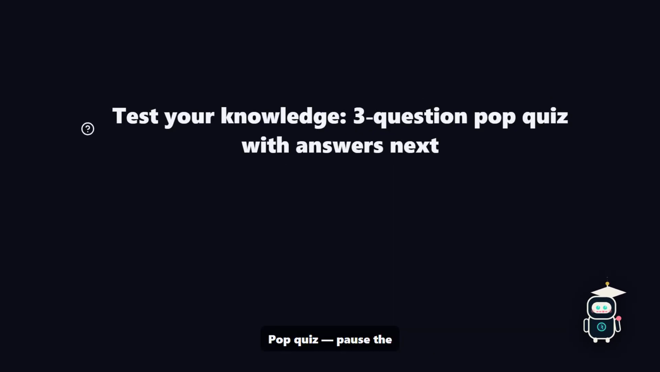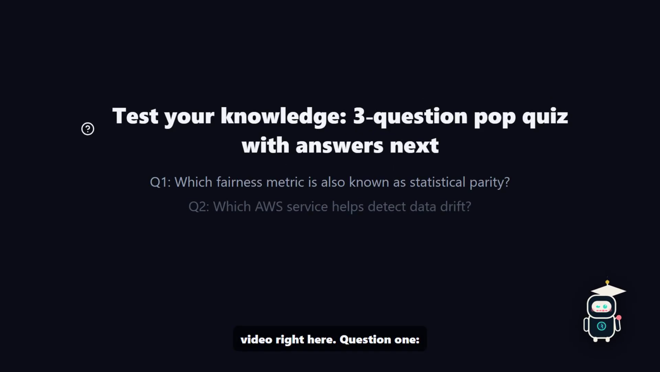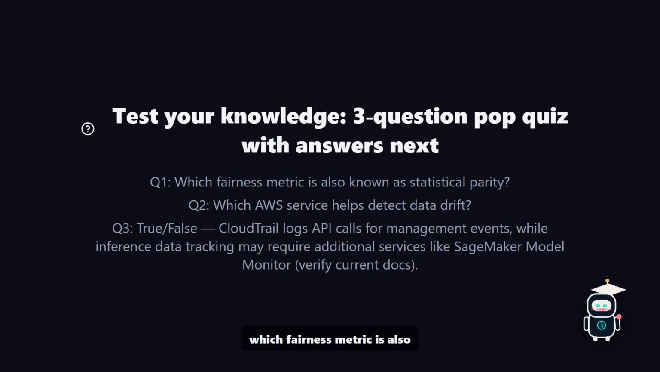Pop quiz. Pause the video right here. Question 1. Which fairness metric is also known as statistical parity? 2. Which AWS service detects data drift? And 3. True or false? CloudTrail primarily logs API calls, and for inference data, you typically rely on other services. The exact division of monitoring responsibilities can vary, so check the latest AWS documentation. Answers are coming in the next 5 seconds.